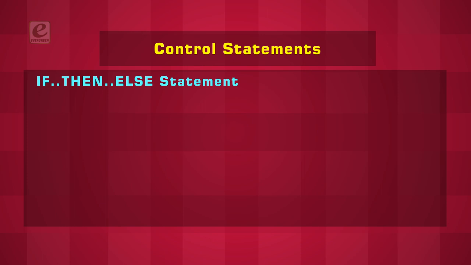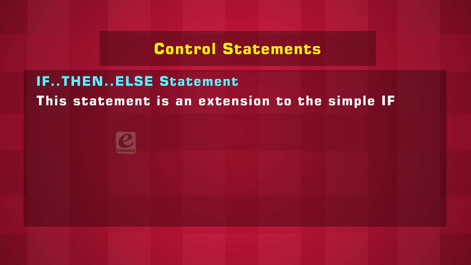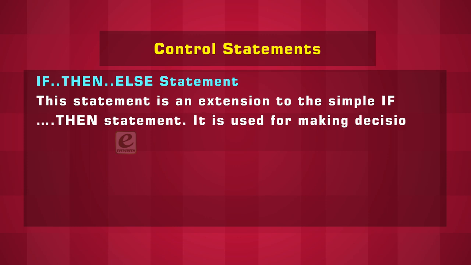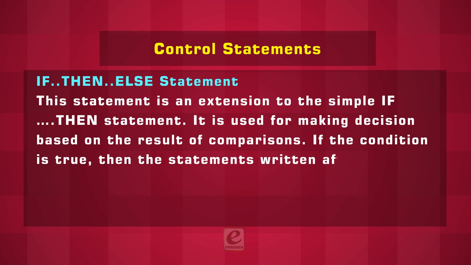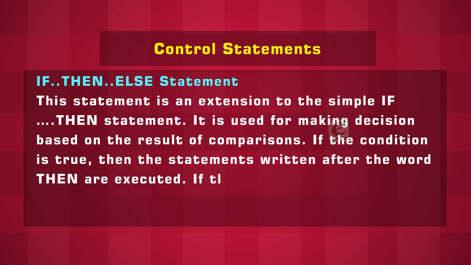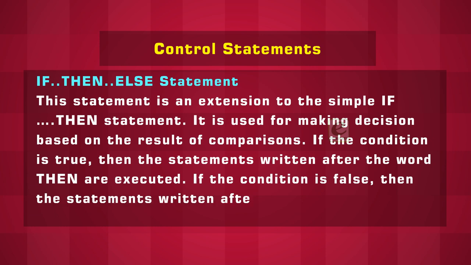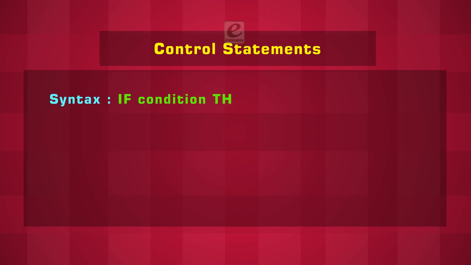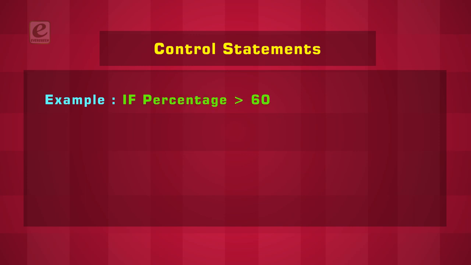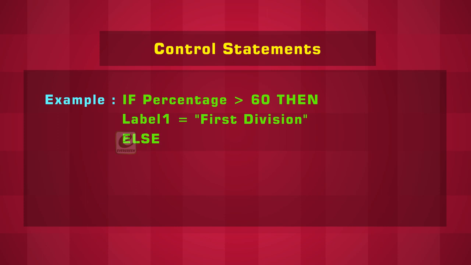If-then-else statement. This statement is an extension to the simple if-then statement. It is used for making decisions based on the result of comparisons. If the condition is true, then the statements written after the word Then are executed. If the condition is false, then the statements written after the word Else are executed. Syntax: If condition Then set of statements Else set of statements End If. Example: If percentage > 60 Then Label1 = "First division" Else Label1 = "Second division" End If.